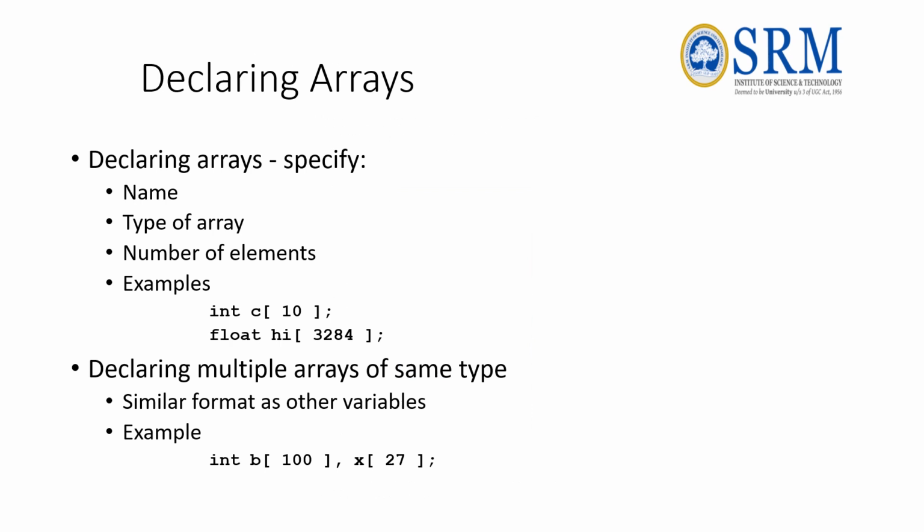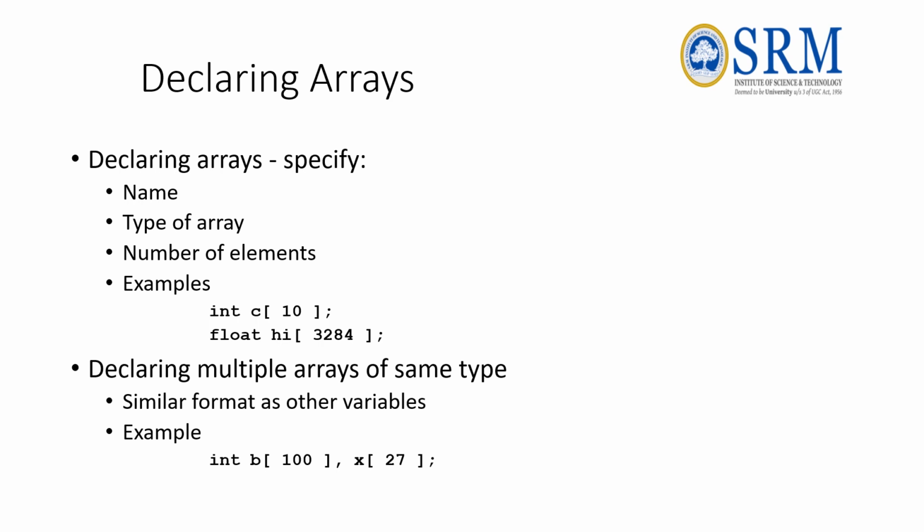Okay. So now we know what an array is and how we are going to initialize the array. Now, how are you going to declare an array? For declaring the array, we need three important things. The first one is name. The next one is the type of the array, which is nothing but the data type of the array. Next, the number of elements present in the array.